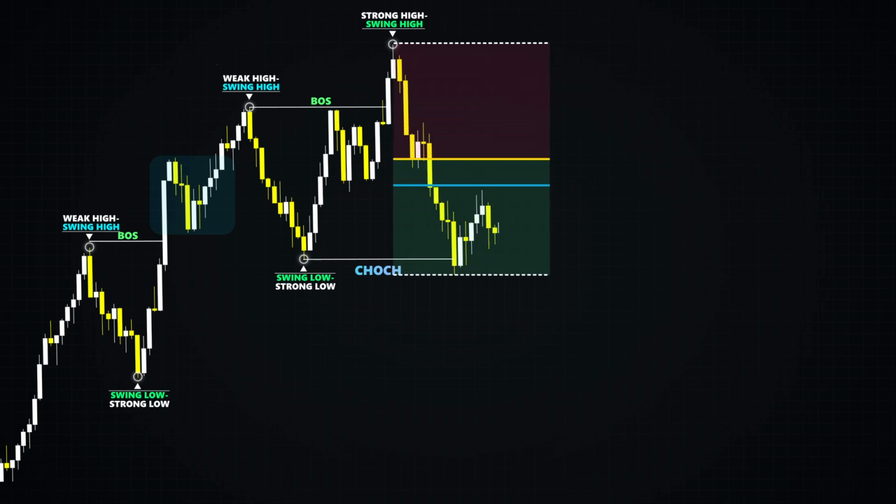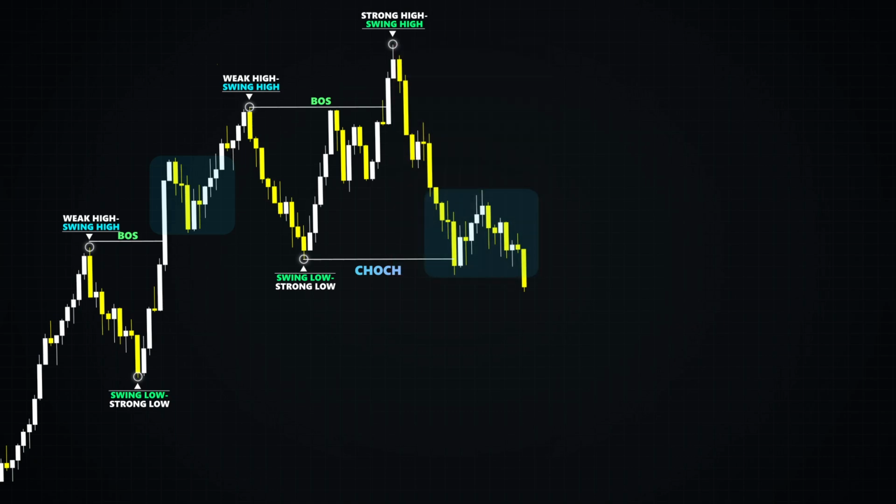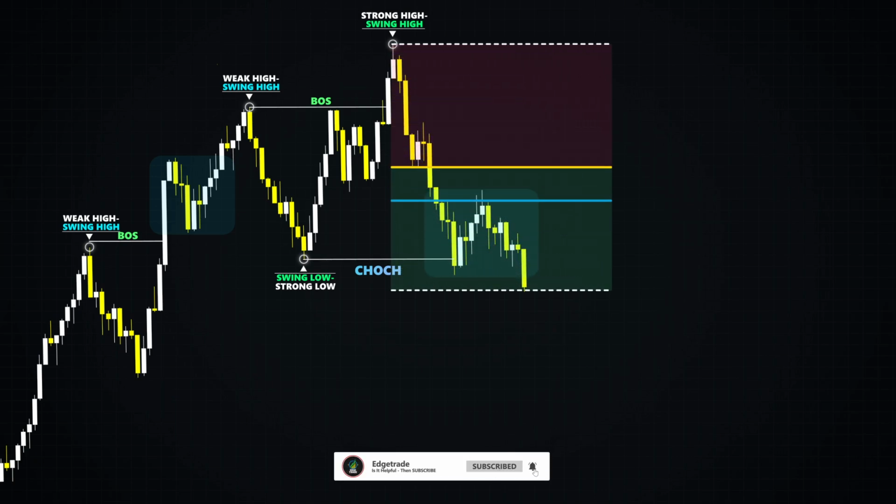This time though, price doesn't touch the 38.2% level. So, again, it's not a valid pullback. It's just noise or minor continuation. Now, after some time, price moves lower. We draw Fibonacci from the strong high to the new low.